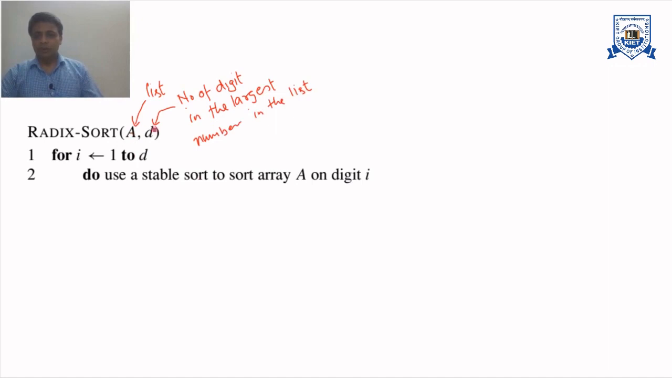So these would be the arguments, and then a simple algorithm runs from i to D. If the value of D is 3, then i would take the value initially 1, then 2, and then 3, and we simply perform the sort on the digit at that place.